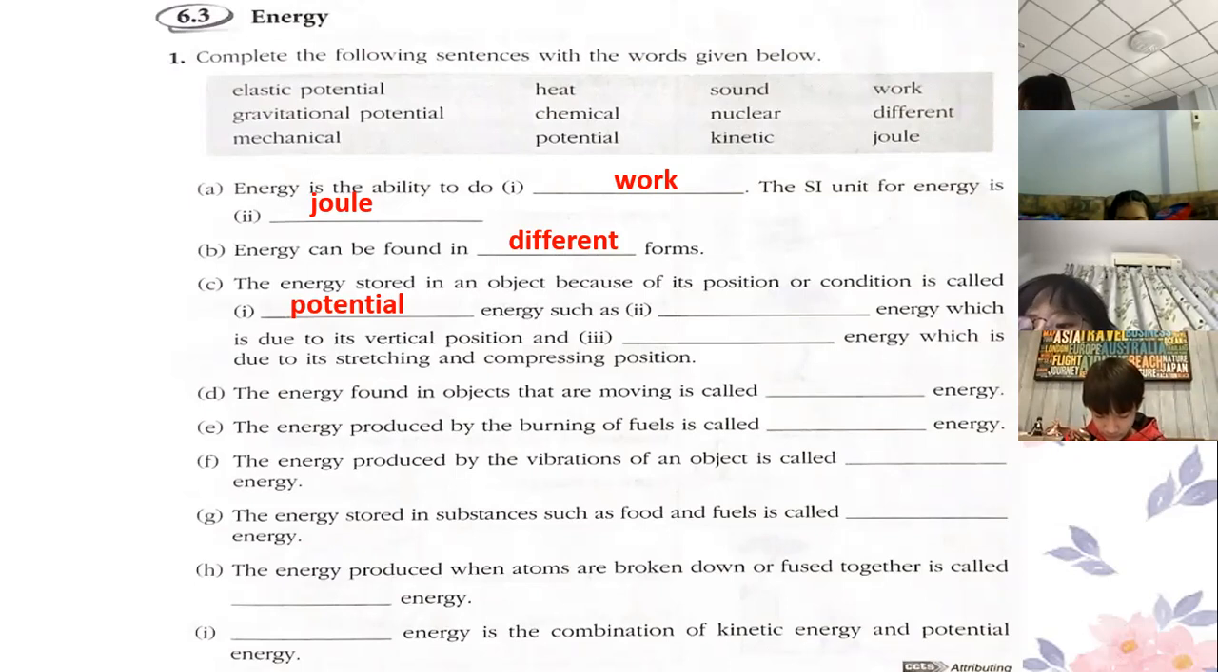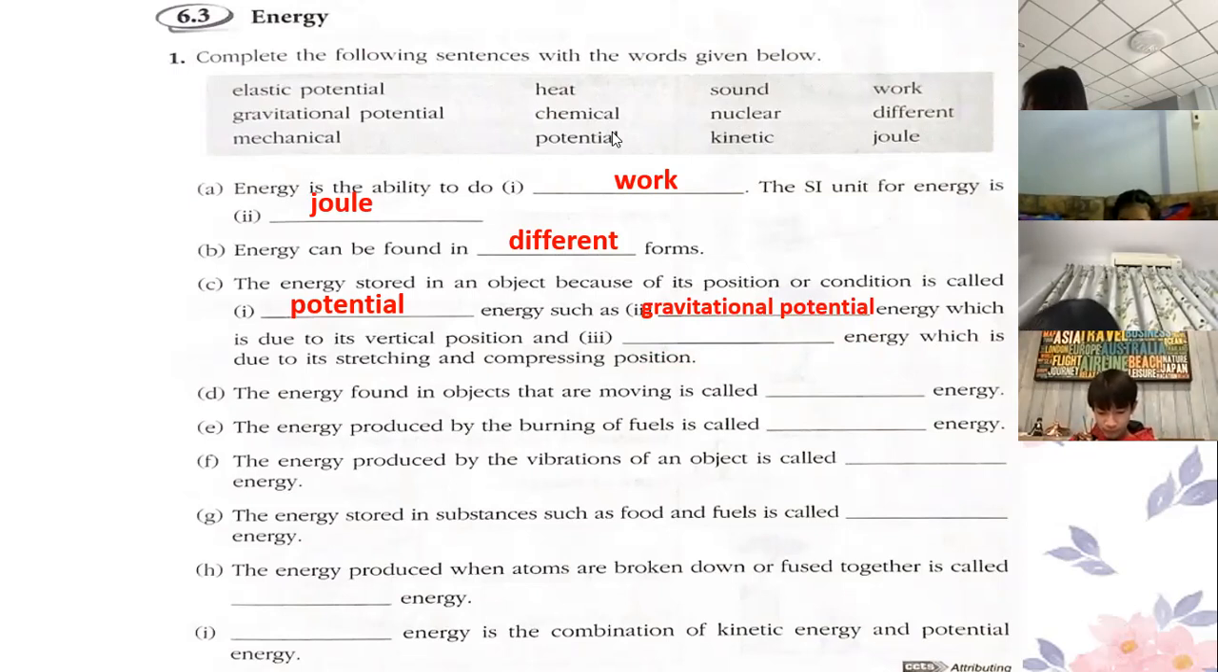A boy standing still has potential energy, right? His position is vertical, standing straight, right? That is a position, okay? Potential energy can be found in two different forms, right? One is called gravitational potential and another one is called elastic potential. So here the answer is gravitational potential energy.